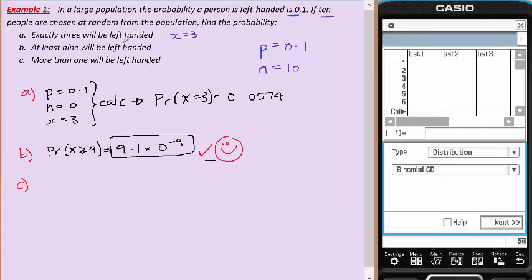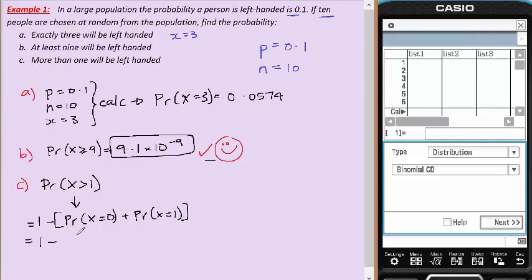And for the last part of this question, we're asked, what is the probability that more than 1 will be left-handed? So this is the probability that x is greater than 1. Again, we can do this two ways. We could say this is the same as 1 minus the probability that x is 0 and the probability that x equals 1. Or we can do it on the calculator with the cumulative. Seeing we know how to use cumulative distribution, let's do this by hand.